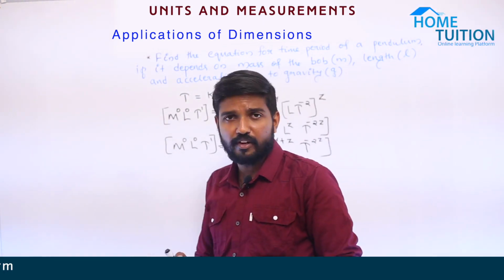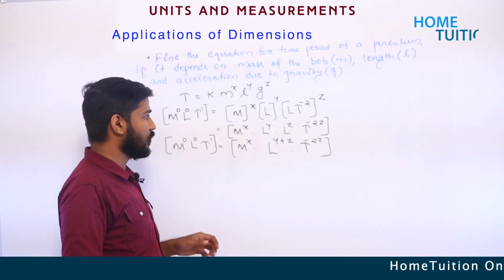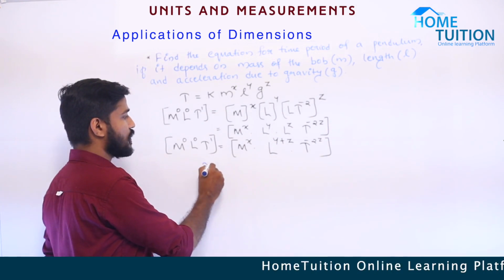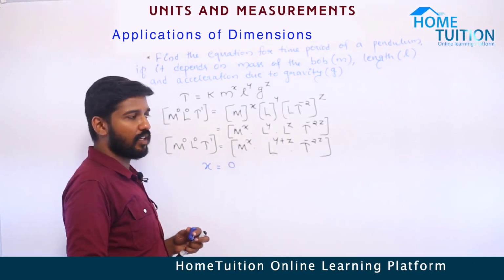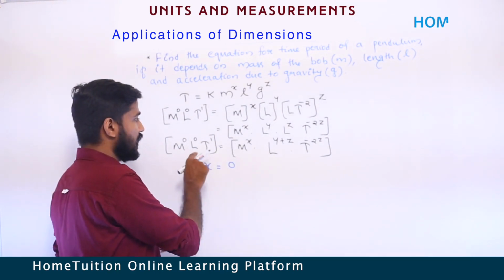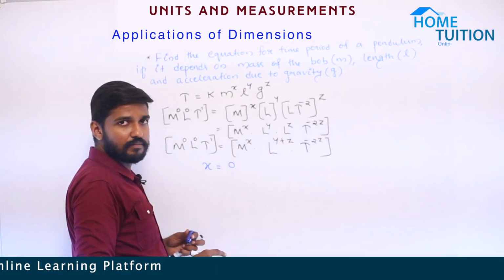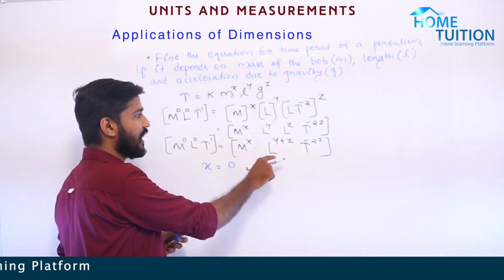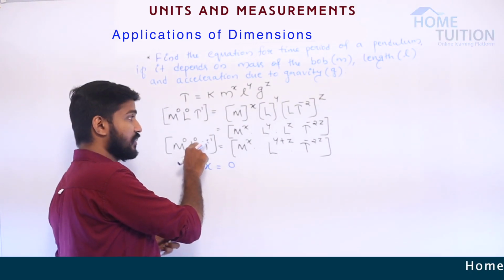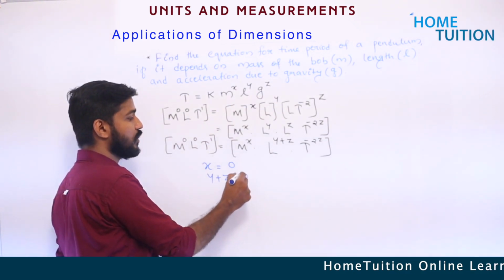This equation is correct, so the power must be equal. What is the power of mass? It is m raised to 0. Here we have m raised to x, so we can write that x equal to 0. Simple. Then here we have l raised to 0, and here we have l raised to y plus z. So y plus z equal to 0.